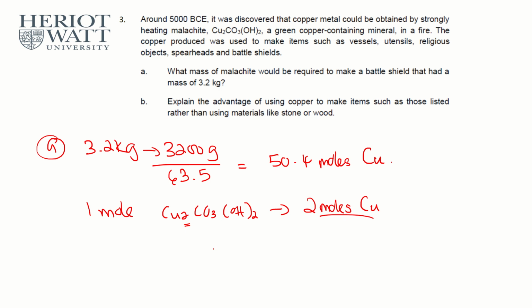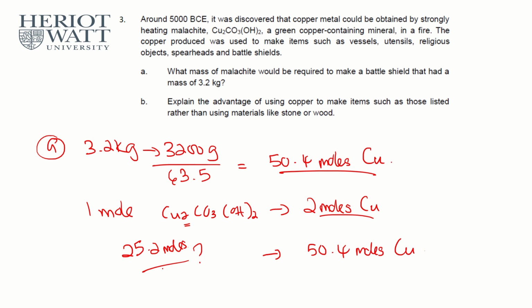So how many moles of this give you 50.4 moles of copper, because this is what we want, right? How many moles of the mineral are needed to give that? The answer should be 25.2 moles. So 25.2 moles of the mineral are needed to give 50.4 moles of copper.